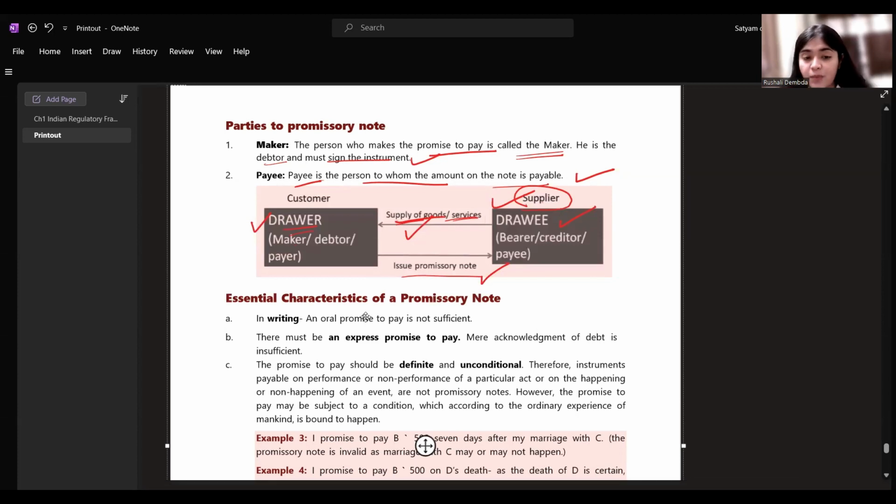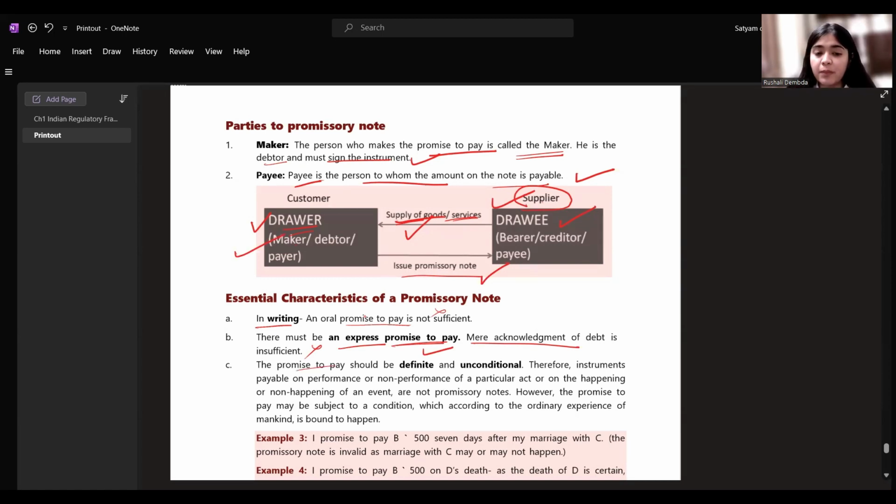Essential characteristics of a promissory note: it should be in writing, as we saw. An oral promise to pay is not sufficient. There must be an express promise to pay. Mere acknowledgement of debt is insufficient. They must write it and express a promise that they are going to pay this amount. If you are buying the phone, you have to promise the seller that you are going to pay the amount. This is how it is done.